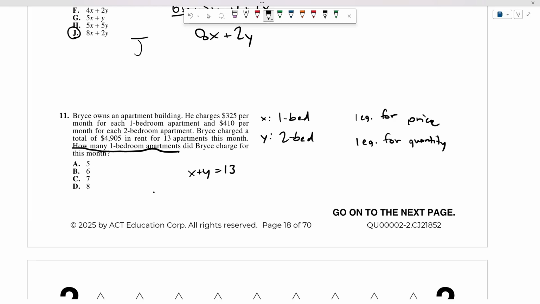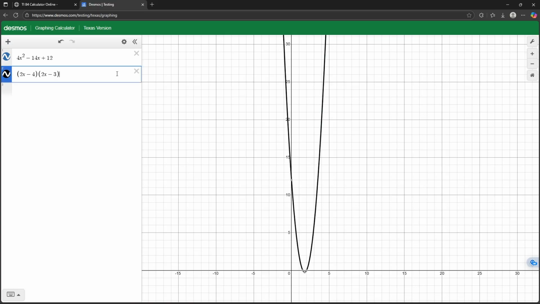The cost of all the one beds is 325 times x, right? We get that because we have 325 per month for each one bedroom. And then we have 410 times y, 410 per month for each two bedroom, and that's equal to a total of 4905. If you get here, you've solved the problem. We're not going to do any substitution, any Gaussian elimination, none of that. We're going to go into Desmos and plug in both of these equations.